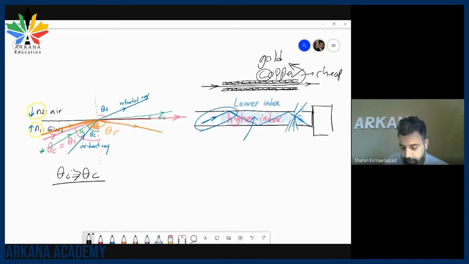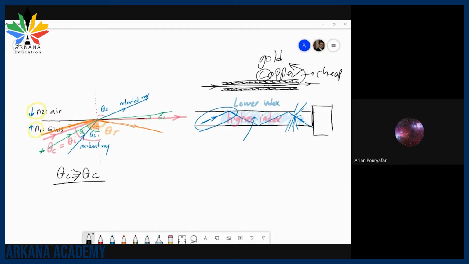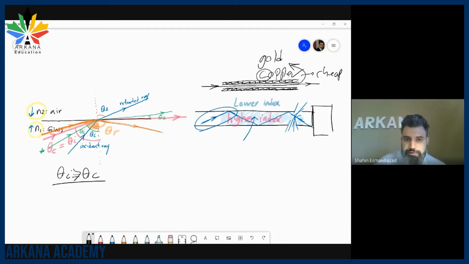If the critical angle happened to be theta c, any angle higher than theta c will experience a situation which we call total reflection, which basically means the ray is going to get trapped inside the medium with the higher index, and it's never going to be able to escape. Now we're going to talk about how to calculate that number.